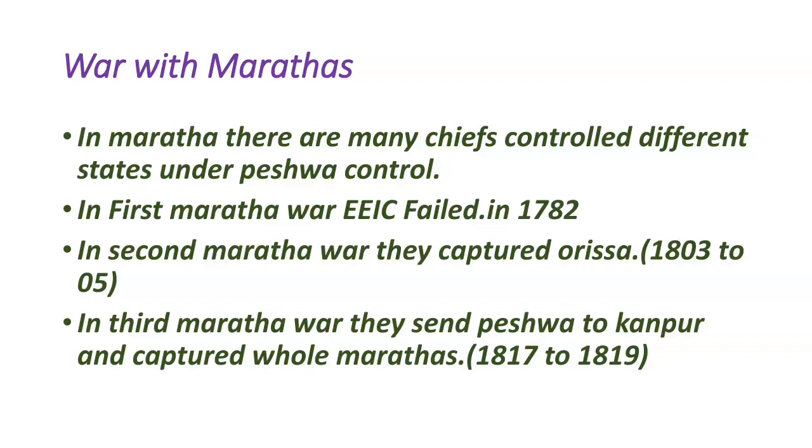And why did the EIC want to conquer Mysore? Because the EIC wanted pepper and cardamom, spice items from Mysore. But Tipu Sultan didn't allow the EIC to take spices from his place, that is, from Mysore. So they thought that Tipu Sultan was a very arrogant fellow, and that they wanted to kill him and conquer Mysore.